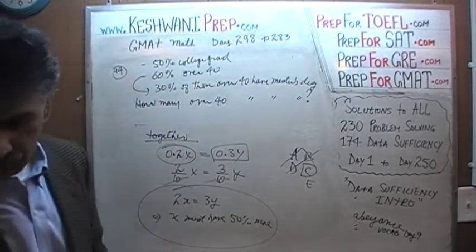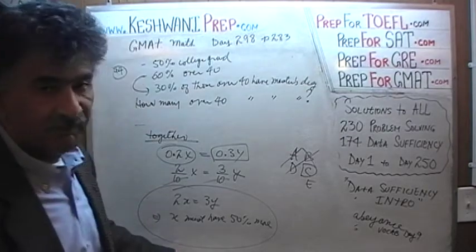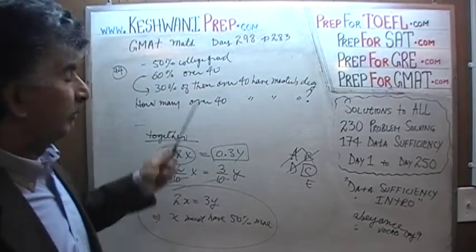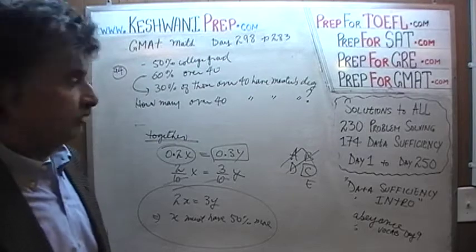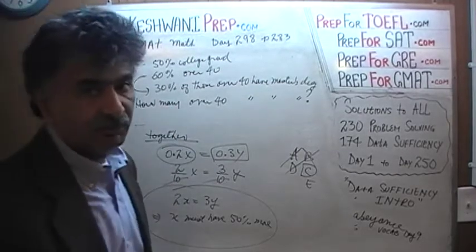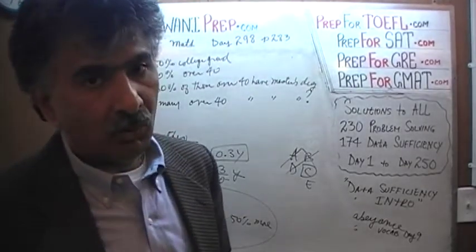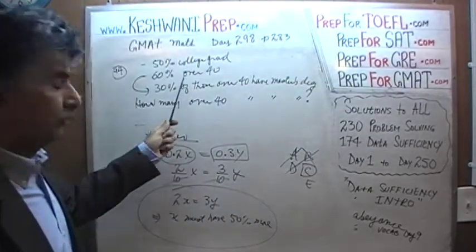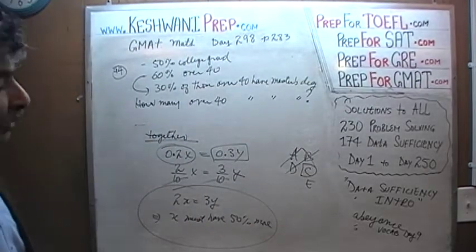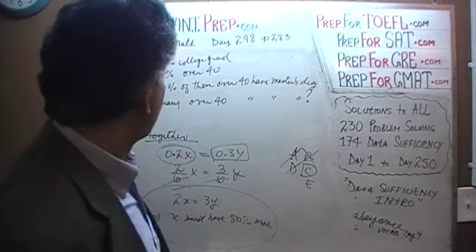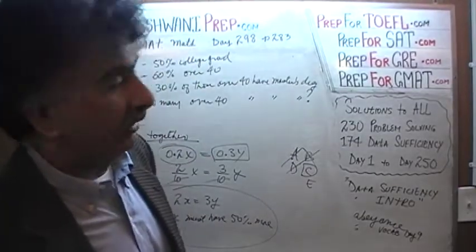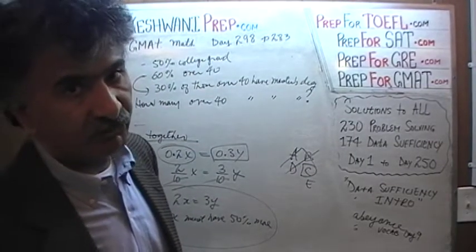How many people over 40 have a master's degree, given the fact that we have an office where 50% of all the people have college degrees? We are also told that 60% of the people in that office are over 40 years of age. And of all those people who are over 40, we are told that 30% have a master's degree. The question is exactly how many people over 40 have a master's degree? Let's find out, shall we?